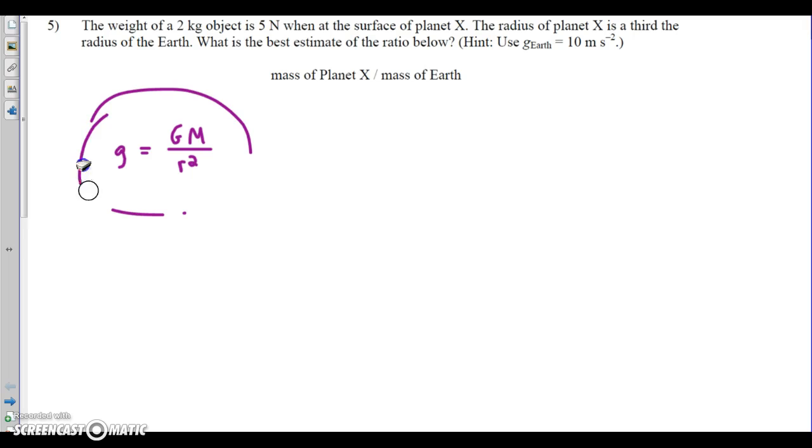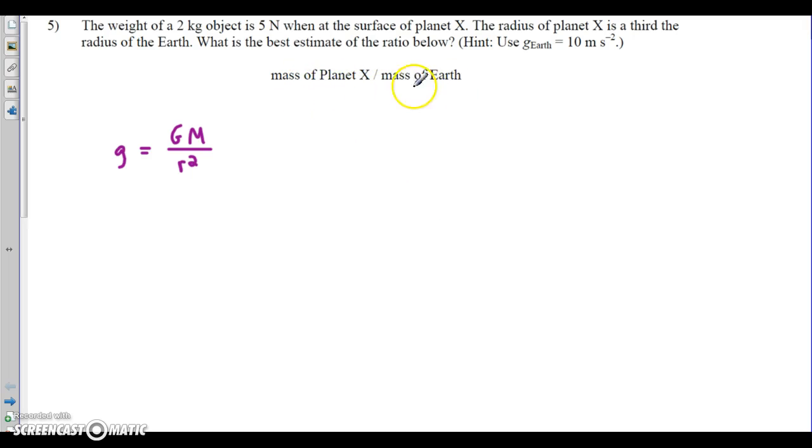We have to calculate, well, let's read the problem. We haven't read the problem yet. The weight of a 2 kilogram object is 5 newtons when at the surface of planet X. The radius of planet X is a third the radius of planet Earth. What's the best estimate for the ratio mass of planet X divided by mass of Earth? Mass of X, mass of Earth.